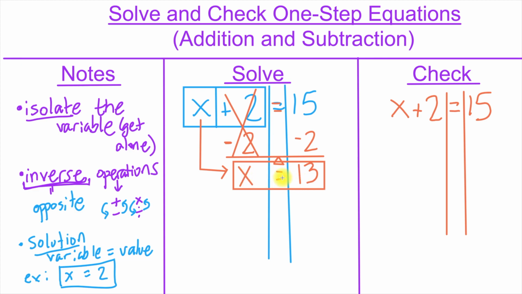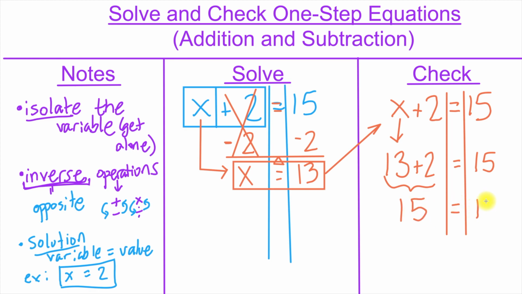The next line, we said x equals 13. So wherever we see x, we're going to put this 13 instead. So our next line is going to be 13, and I'll bring down the rest, plus 2 equals 15. Then we have 13 plus 2, that equals 15. This equals 15. The left side of the equation equals the right side of the equation. Therefore, this is absolutely correct. So here's an example of a one-step equation using addition.